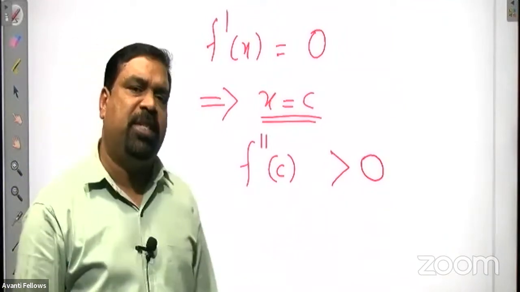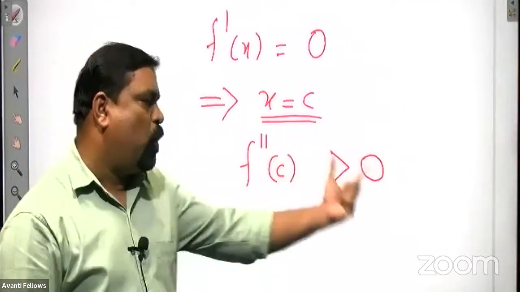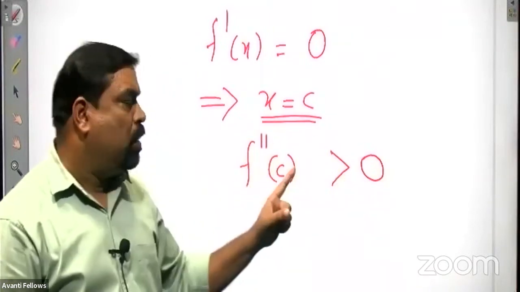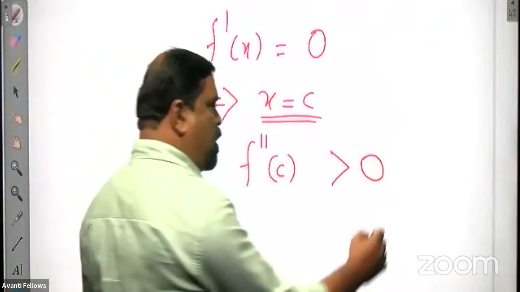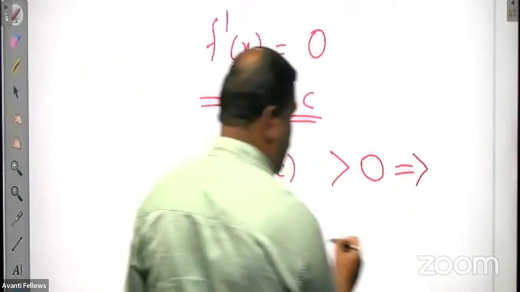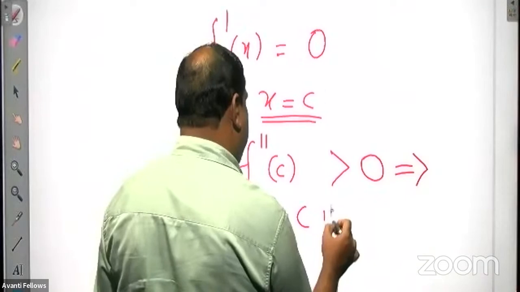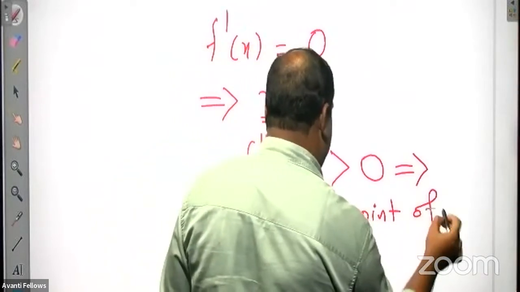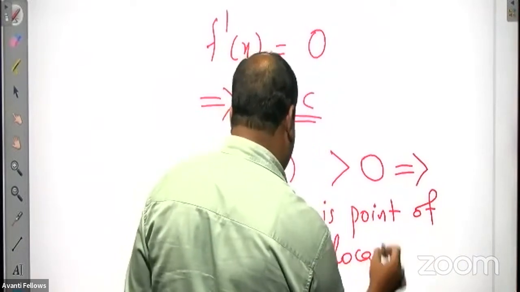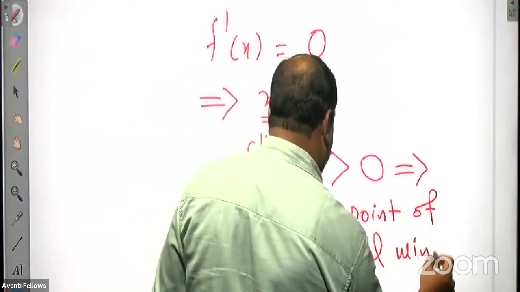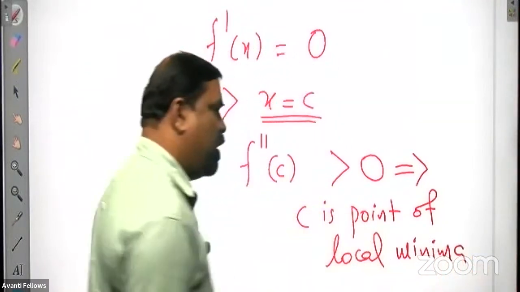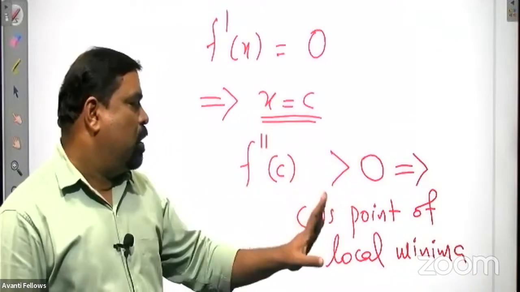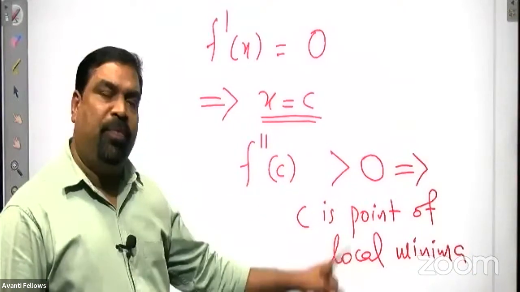Just observe the sign. If the second derivative is positive at the point c, then it indicates that c is a point of local minima. Second derivative greater than 0 means the point is a point of local minima.